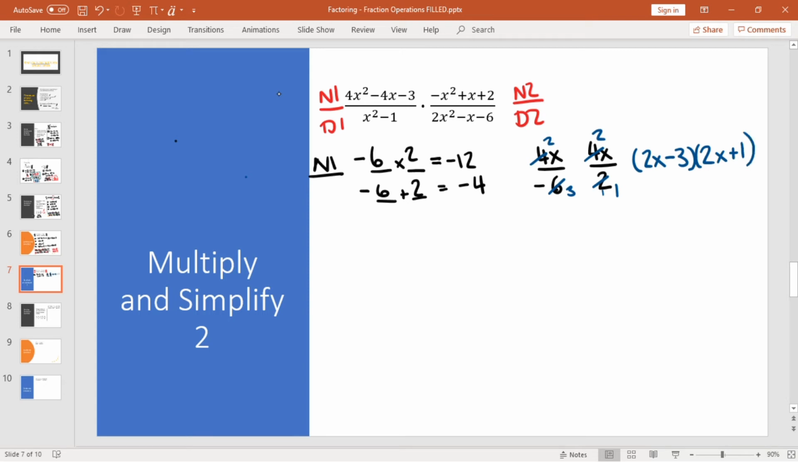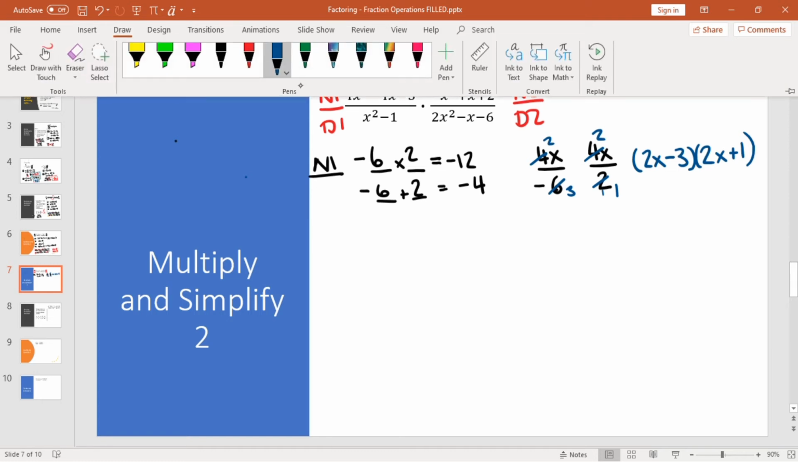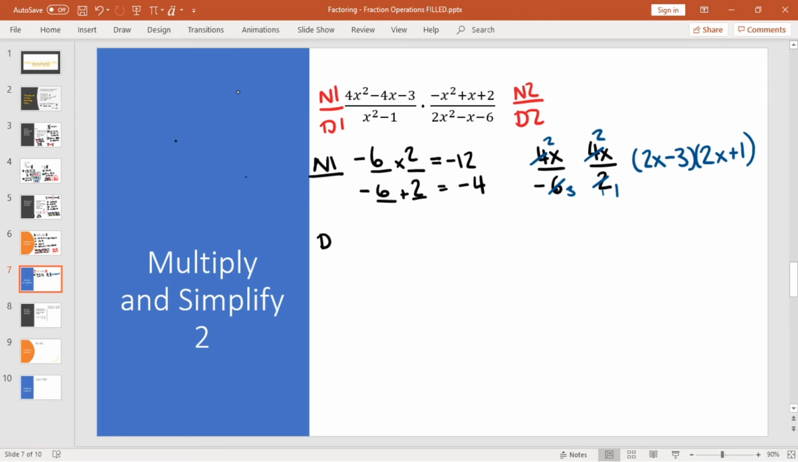And remember, you can always check if you've done this correctly. Do a quick expansion and see if you get back to that numerator 1. For denominator 1, difference of squares. First square is x squared. The root of that is x. Second square is 1. The root of that is 1. So moving quickly with this, x plus 1, x minus 1.